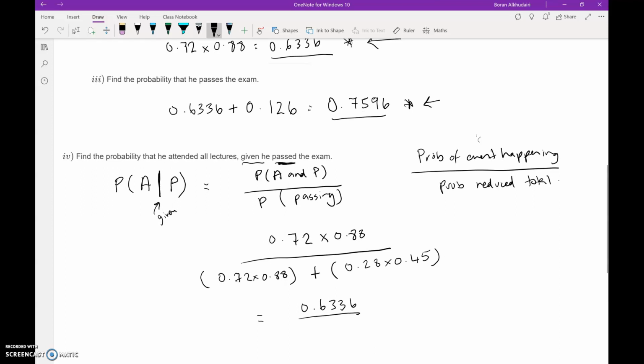0.6336 over 0.7596. We put that in. 0.6336 divided by 0.7596 is 0.834, and let's do 3 dp. So 0.8341 is the probability that he attends all lectures given that he passed the exam.